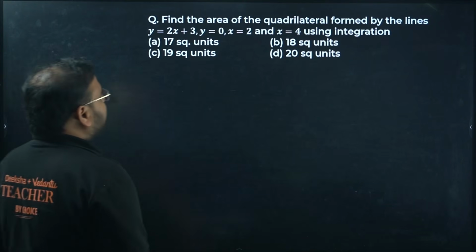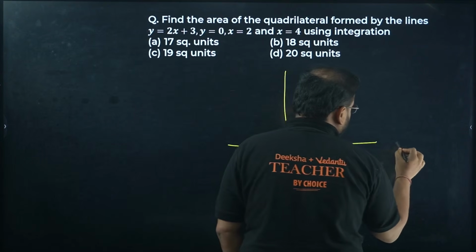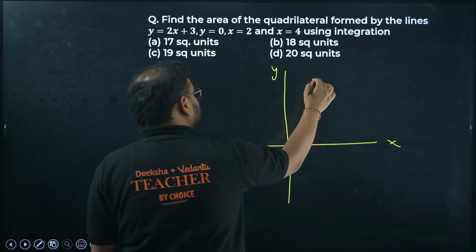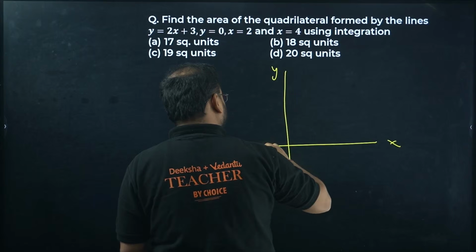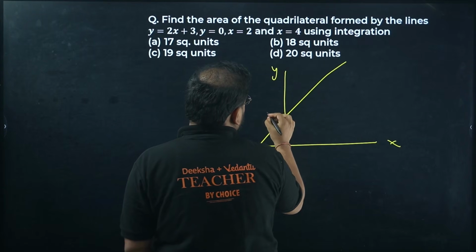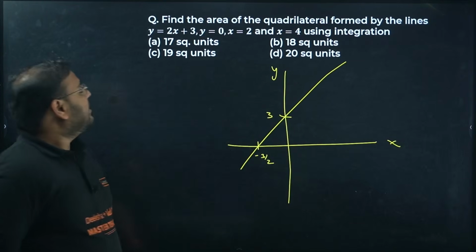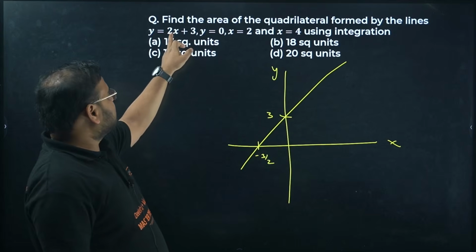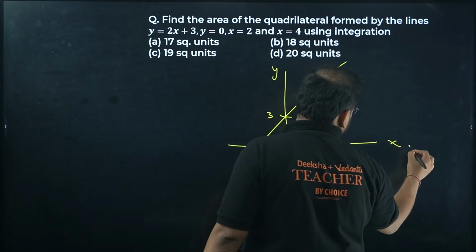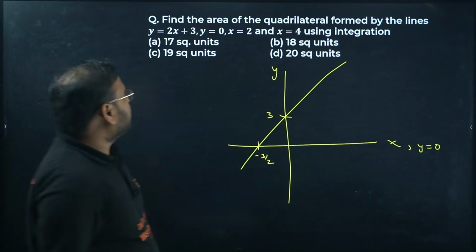Find the area of the quadrilateral formed by the lines. So we have to draw the curve, x-axis, y-axis. y equals 2x plus 3 is the curve like this. Correct, no? This is my curve. This point is y equals 3, and this point is minus 3 by 2 as the x value. When x is 0, y is 3. That's my curve. The other one is y equals 0, which represents the x-axis, that we all know. And x equals 2 and 4.